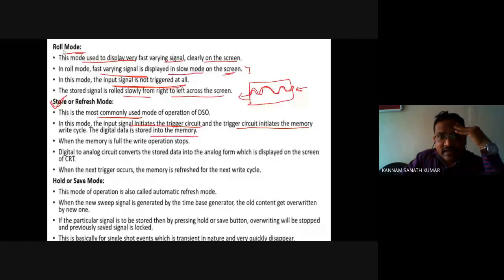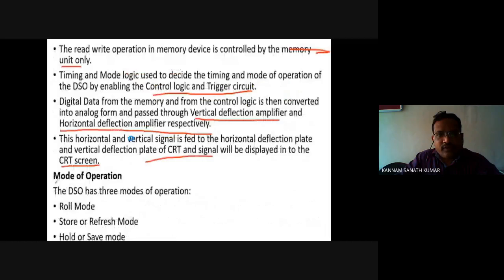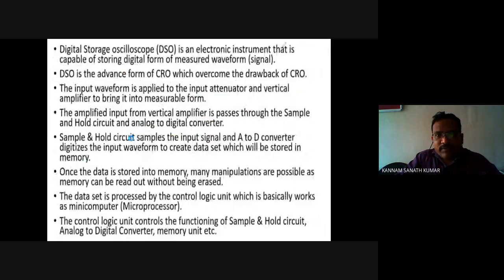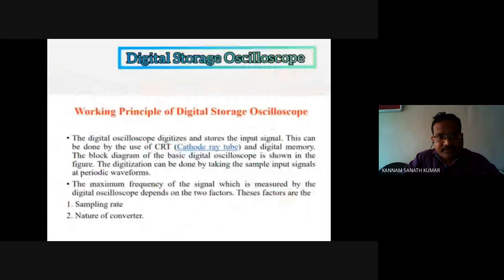So what happens when it initiates the trigger circuit? The trigger circuit initiates the memory cycle. Okay, it initiates the memory cycle. So whatever the digital data is there, that will be stored in the memory. Okay, so this trigger circuit initiates the memory.